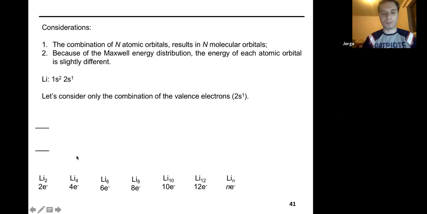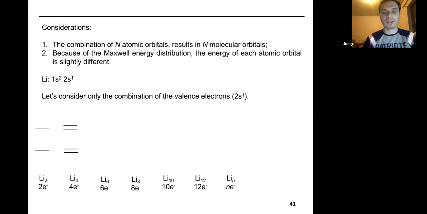So now let's move to the combination of four atoms of lithium. Again, each lithium has one valence electron, therefore the system has a total of four electrons. Okay, four atomic orbitals combining, we have four molecular orbitals. Each molecular orbital can hold two electrons. We have four, therefore two molecular orbitals are completely full and two molecular orbitals are completely empty. So with that, let's stop a little bit. Let's go back to the first case. We had here one full, one empty, two full, two empty.